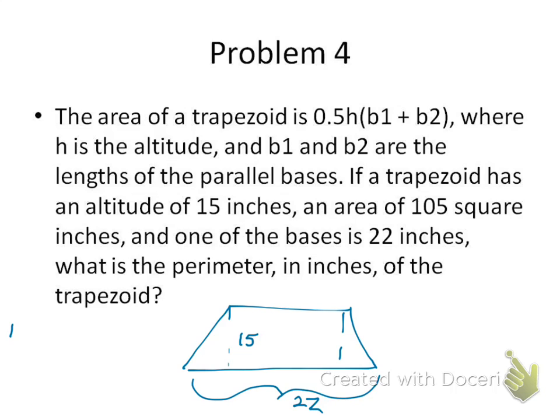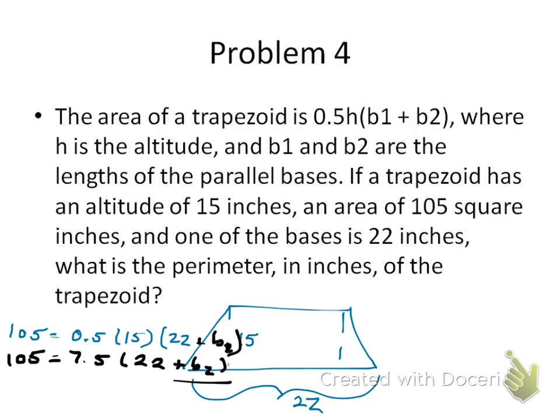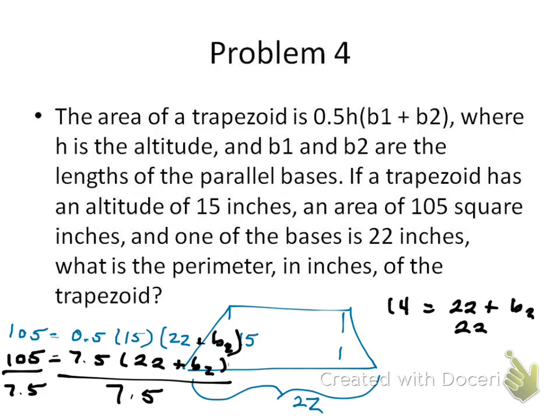So, our area is 105. That is equal to 0.5 times 15 times base 1, which is 22, plus base 2. I'm going to change color. So we need to solve for that. So we have 105 equals 7.5 times 22 plus base 2. Then we have to divide by 7.5 on both sides to get 22 plus base 2 by itself. So then we have 14 equals 22 plus base 2. Subtract 22 to get the base by itself.